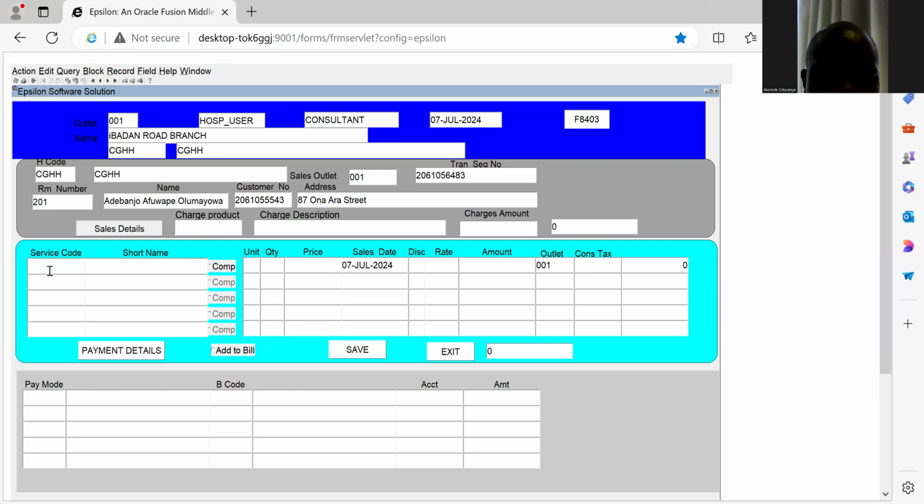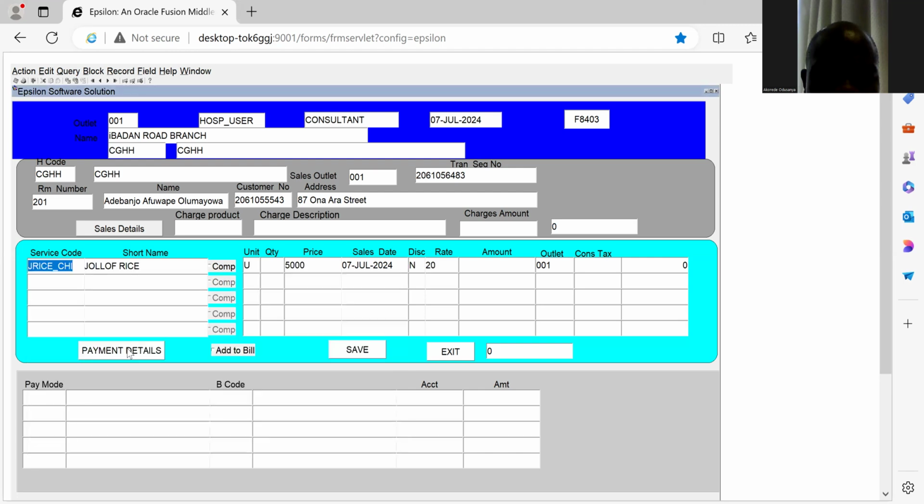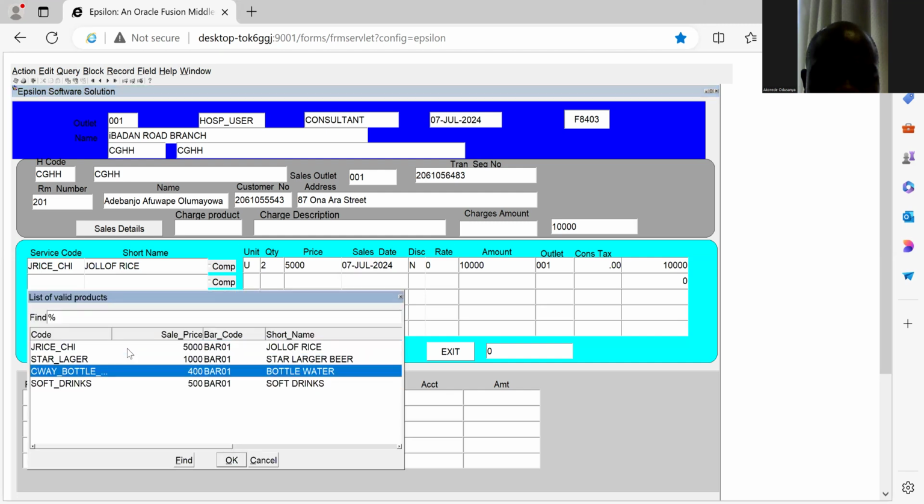Now the sales details. We start entering all the items the person is purchasing one after the other. Let me start by saying these are all the products we have defined in this hotel. We have jollof rice, we have Star Lager, we have bottled water, we have soft drinks. Let's say it's buying 2 plates of jollof rice, no discount, and also buying 2 bottles of water.